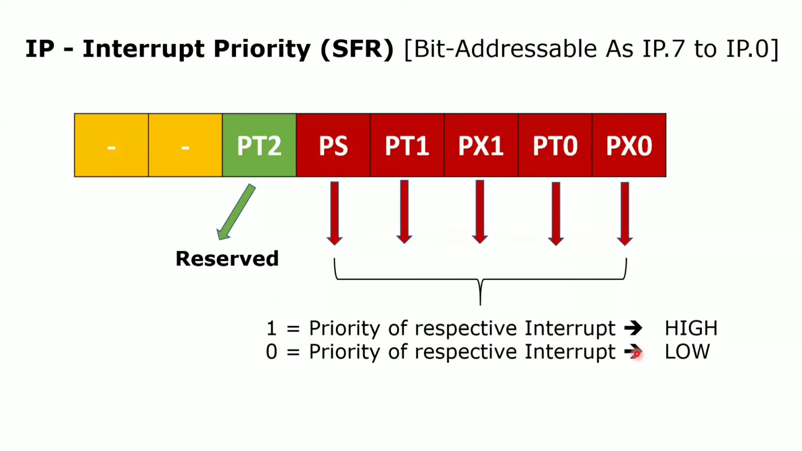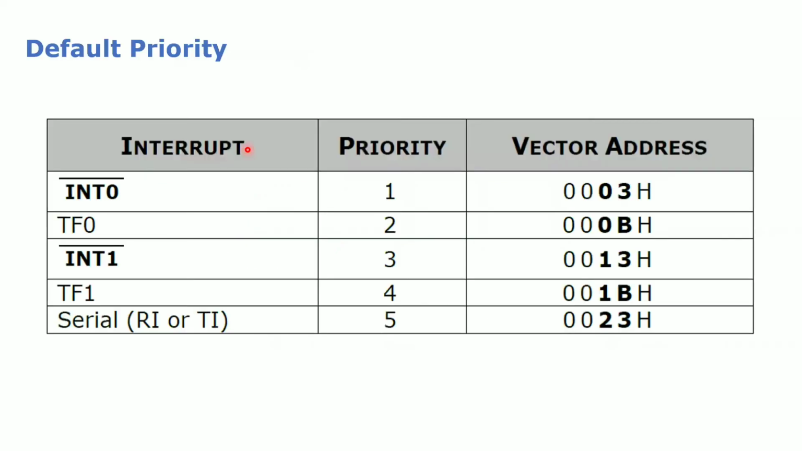Low priority level. The next bit is PT2, which is a reserved bit, actually used for the future timer, this timer 2. And suppose all the interrupts occur at the same time, which interrupt will be processed first? To avoid this problem, we give some default priority to the interrupts.